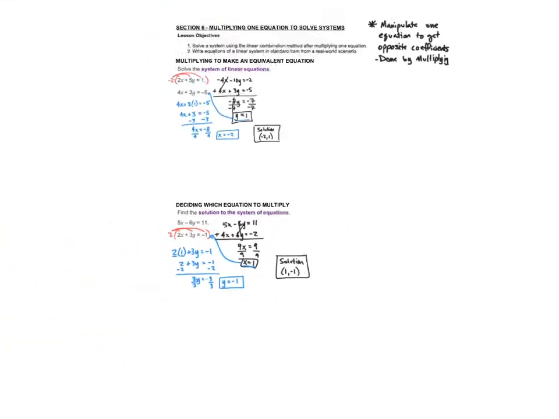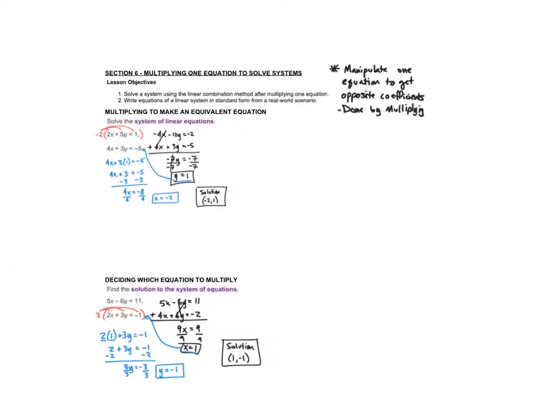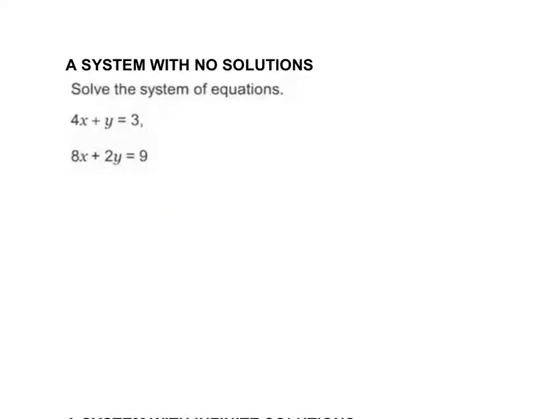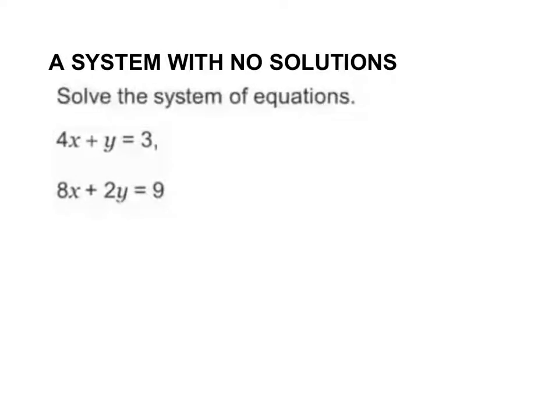So those are the two problems that we had on this page. Let's take a look at the second page. So we're going to take a look at a system that has no solutions. What you notice here is that if you're trying to figure out which value to eliminate, you've got a 4x and an 8x. So I could multiply this by 2 to get an 8.